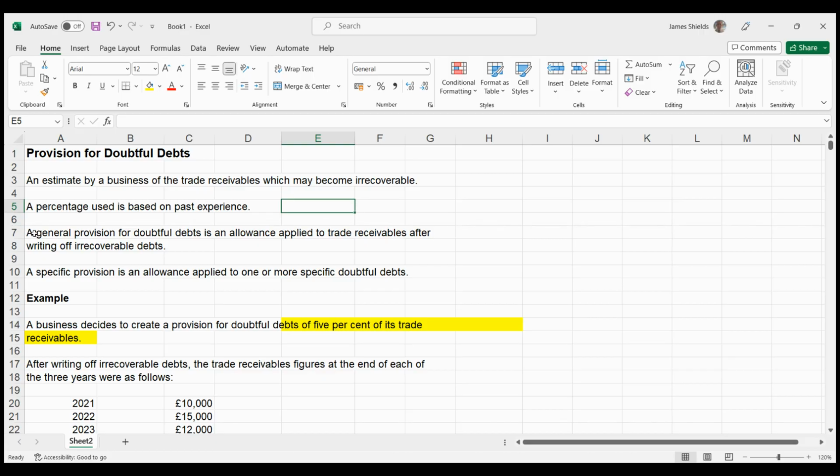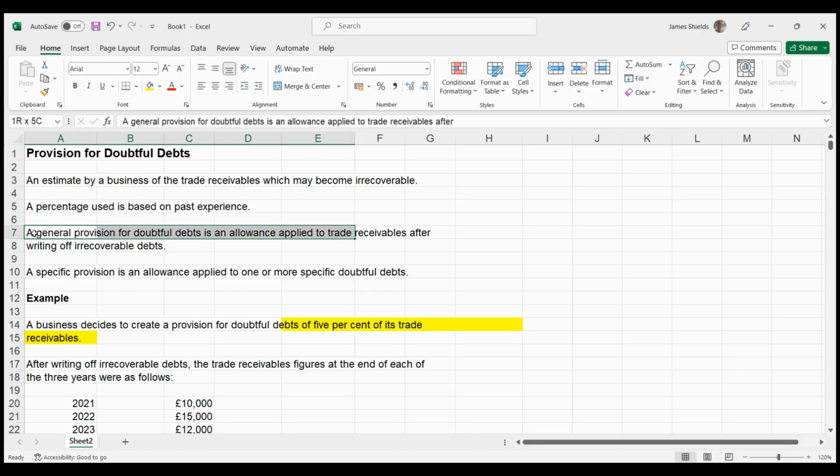Now, you've got two types of provision. You've got a general provision for doubtful debts. It's an allowance applied to trade receivables after writing off irrecoverable debts. And your irrecoverable debts are those debts which you know for definite have not been paid or will not be paid. A specific provision is an allowance applied to one or more specific doubtful debts.